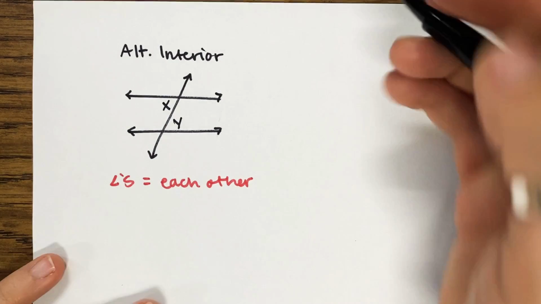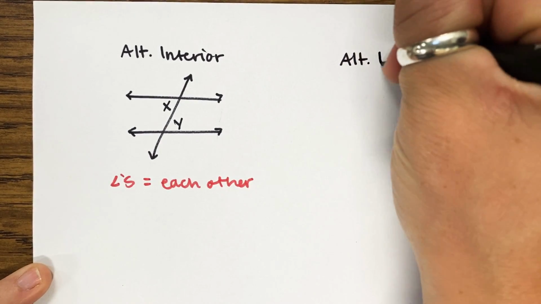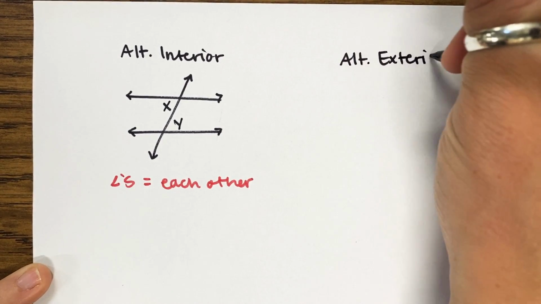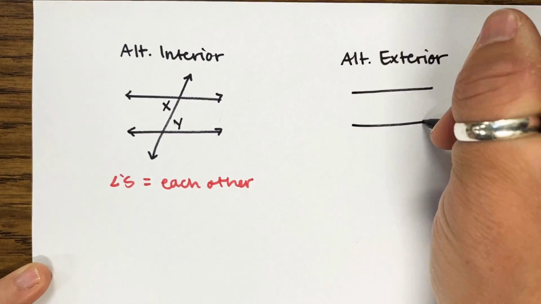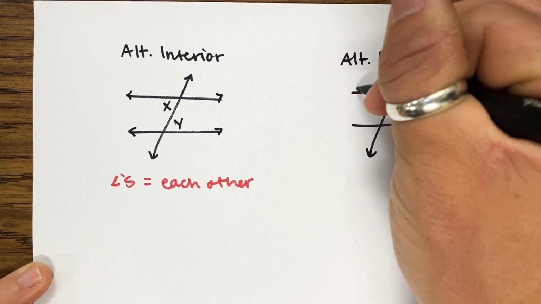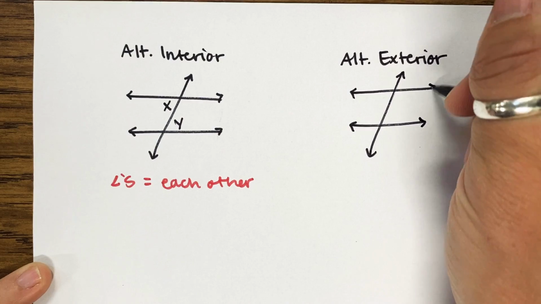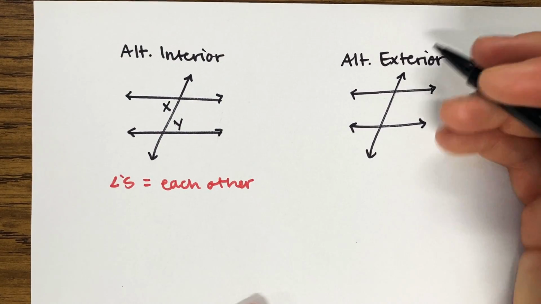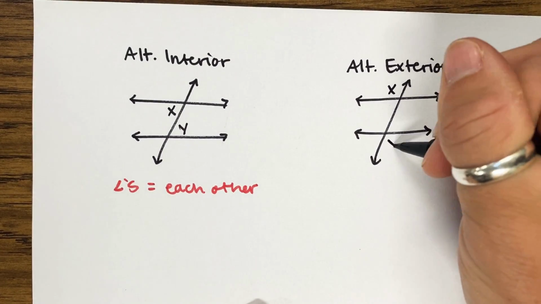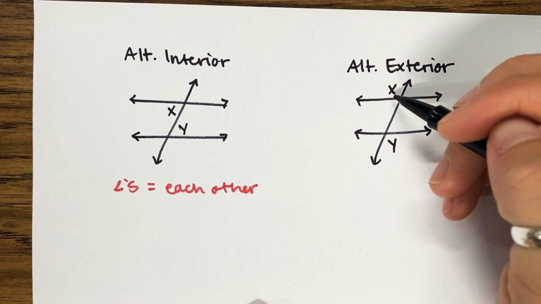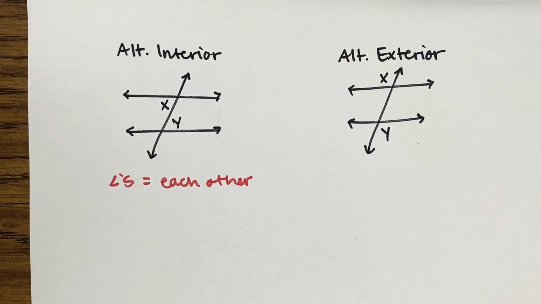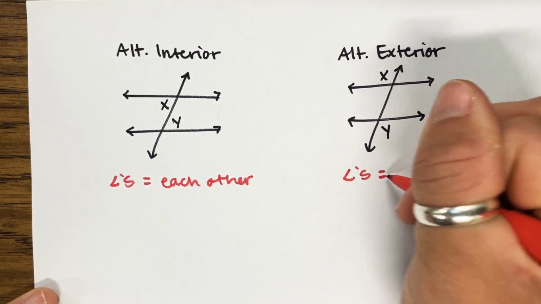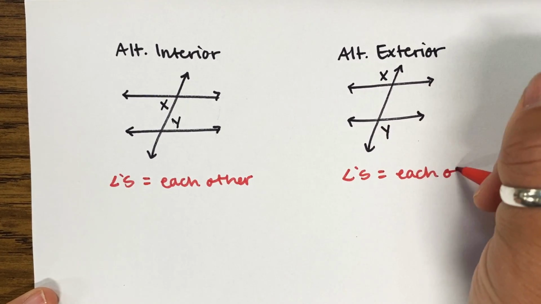Alternate exterior is basically the same thing, except instead of inside of our parallel lines, they're on the outside of our parallel lines. So I would have different sides of my transversal, but now they're on the outside of those parallel lines. And we know that these angles also equal each other.